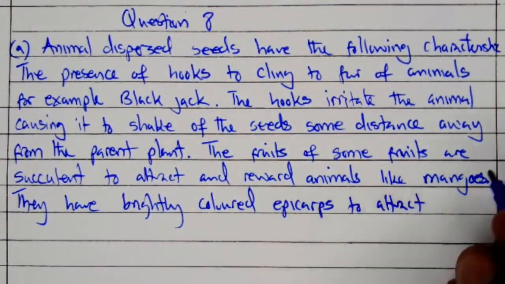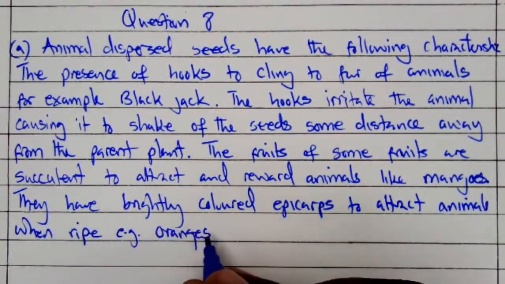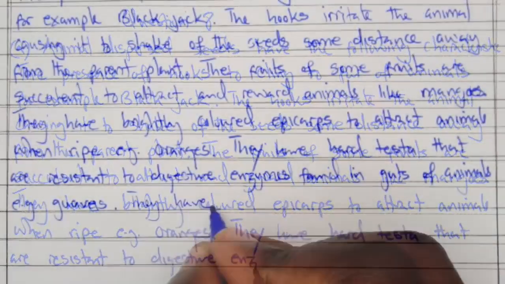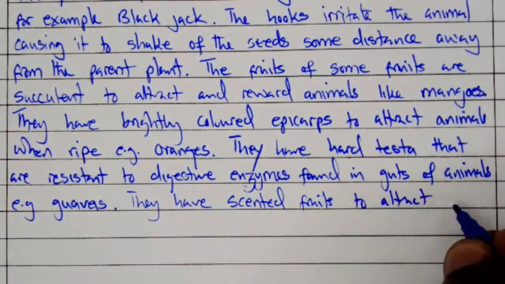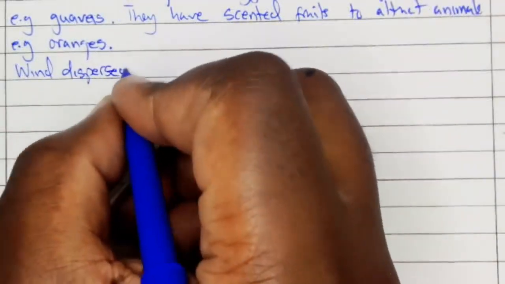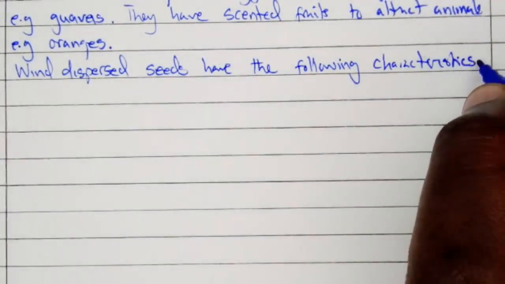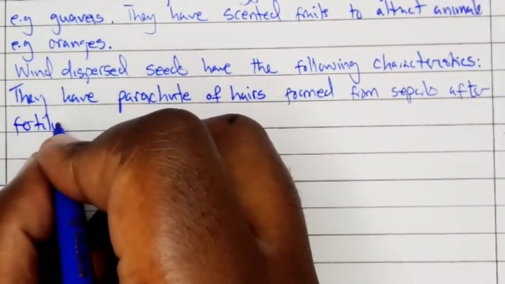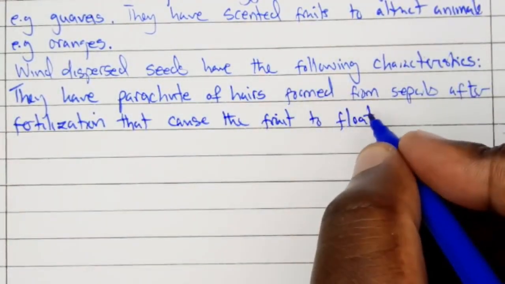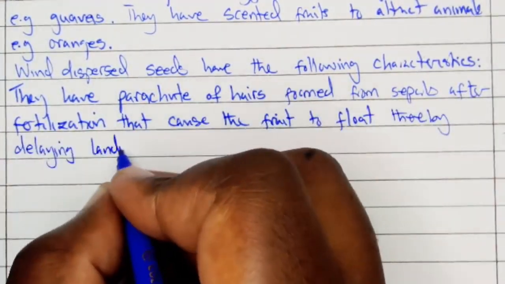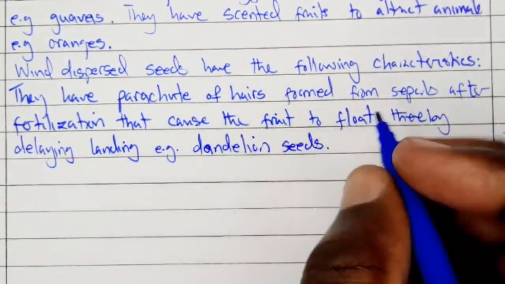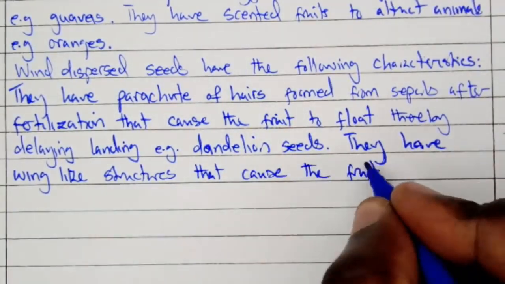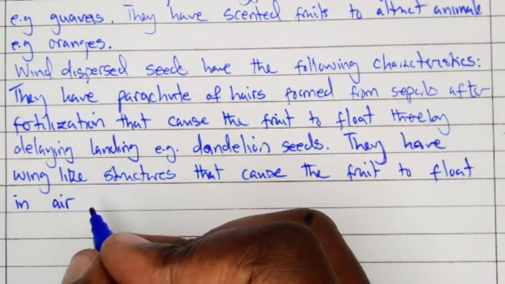They have hard testa that are resistant to digestive enzymes found in the guts of animals, for example, guavas. They have scented fruits to attract animals, for example, oranges. Wind dispersed fruits have the following characteristics: they have parachutes of hairs formed from sepals after fertilization that cause the fruits to float, thereby delaying landing, for example, dandelion seeds. They have wing-like structures that cause the fruits to float in air, for example, sycamore seeds.